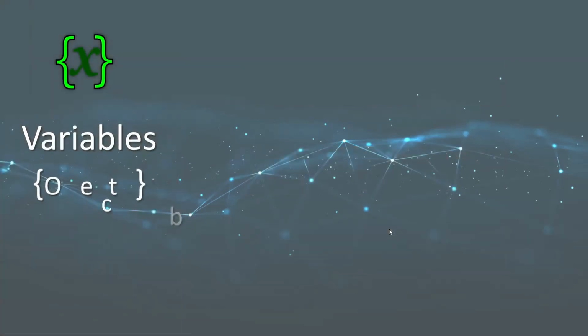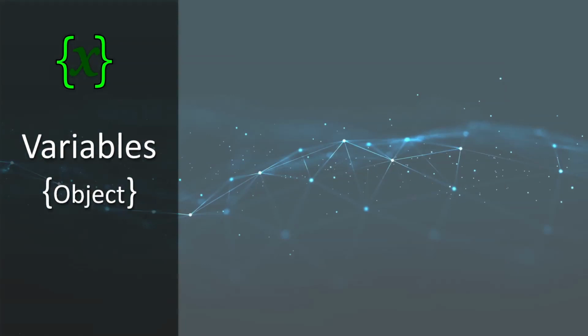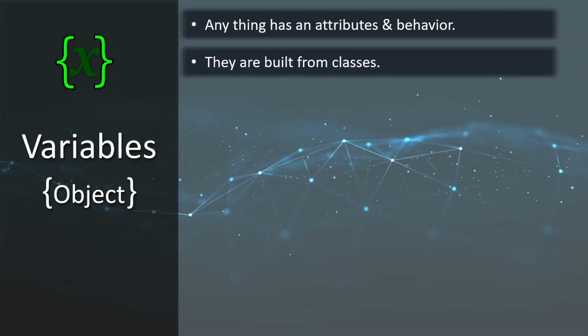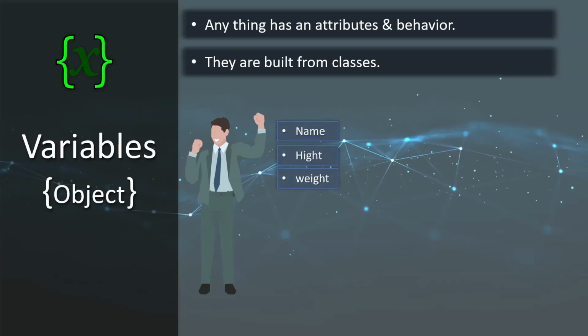Let's now get into object. What is object in programming? Object is anything that has attribute and behavior. Usually we build object from what we call class. We will speak about classes soon. For example, you have a person. Person is like object, and this person has a name. So attribute name, attribute height, attribute weight, and this person has a behavior. He can do some actions like move, like talk, like think, for example.